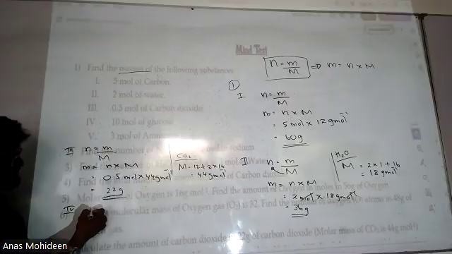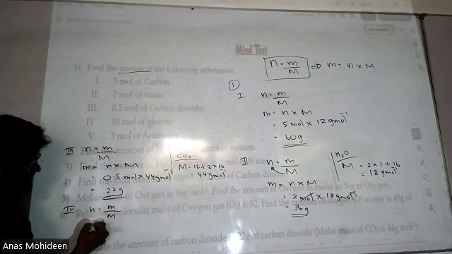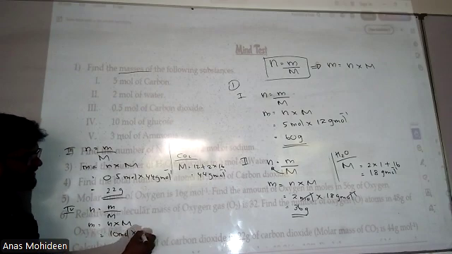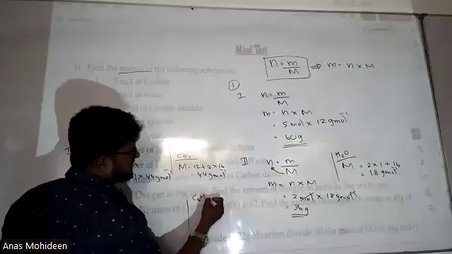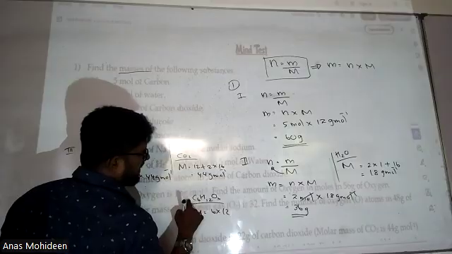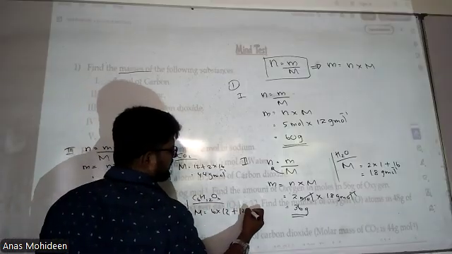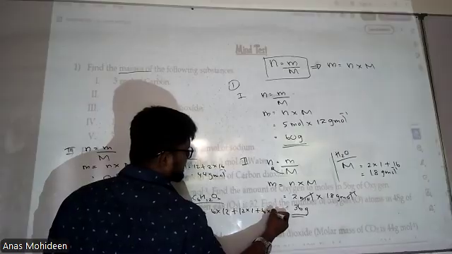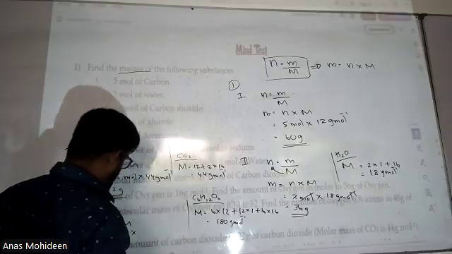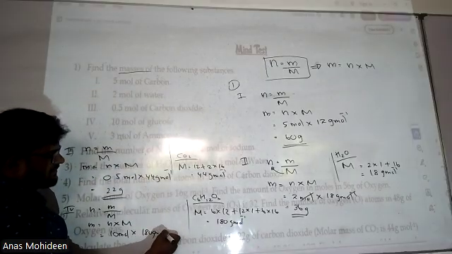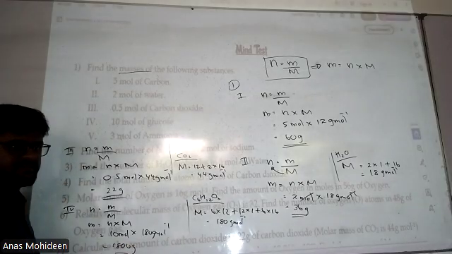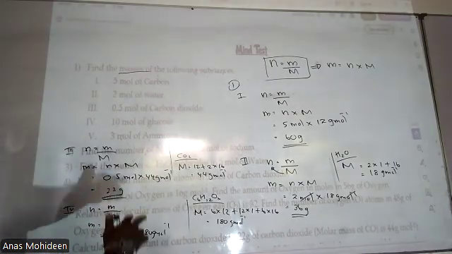What about the fourth one? 10 moles of glucose. Moles equal given mass over molar mass. You have to definitely write the formula. 10 moles of glucose, C6H12O6. It is 6 into 12 for carbon, plus hydrogen 12 into 1, plus oxygen 6 into 16. Total it gives you 180 grams per mole. So you multiply 10 by 180 and you get 1800 grams, correct? 1800 grams.